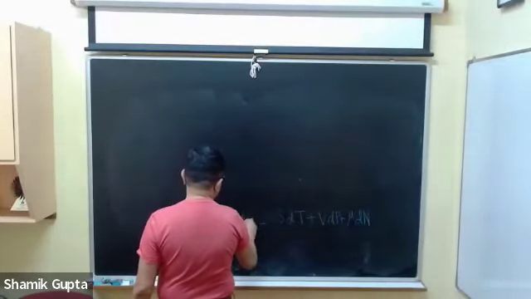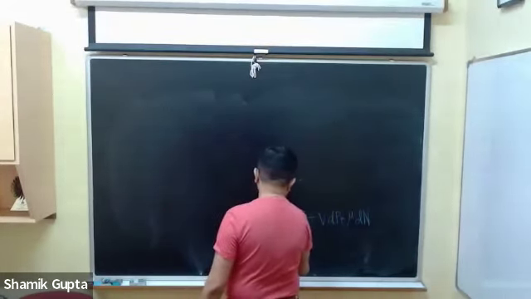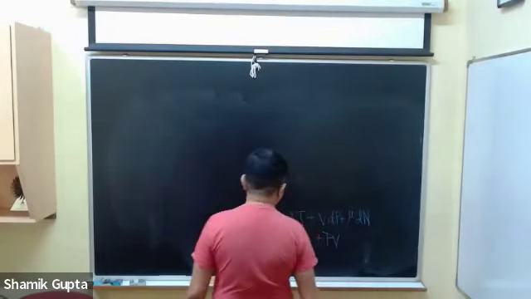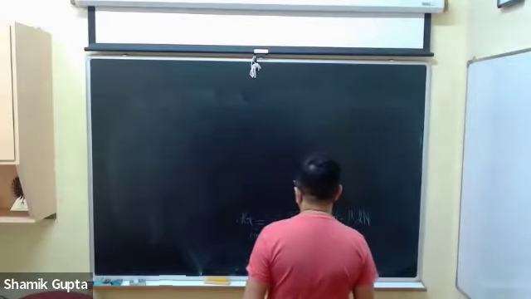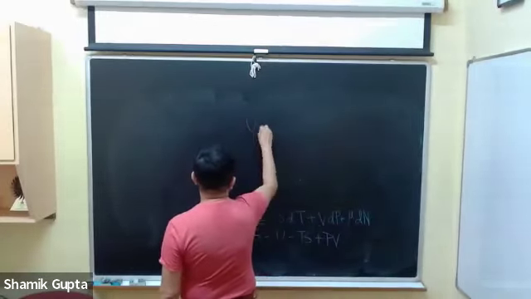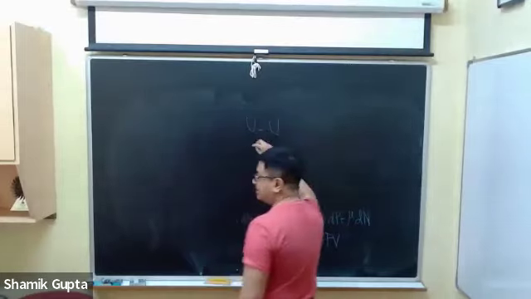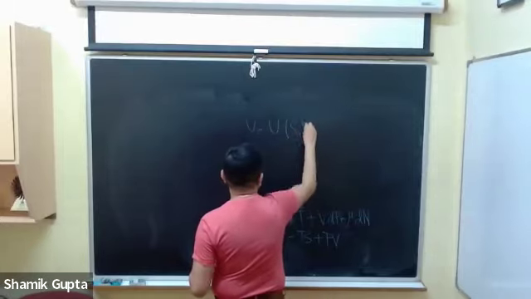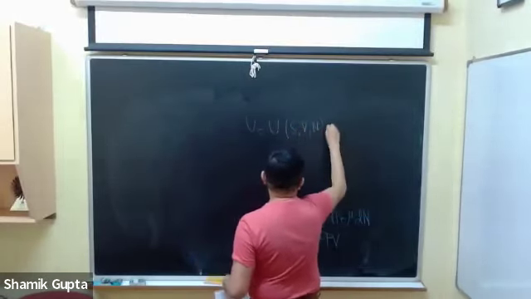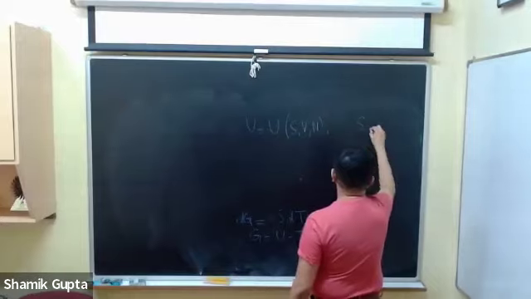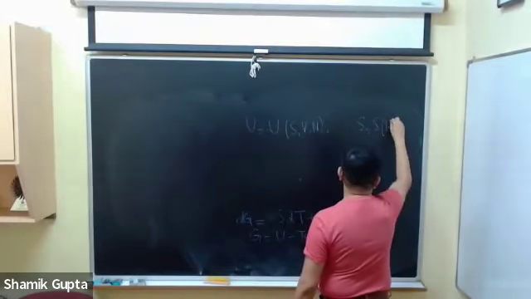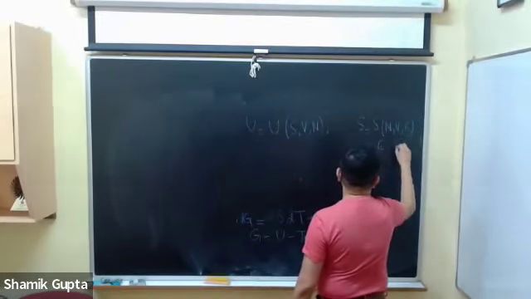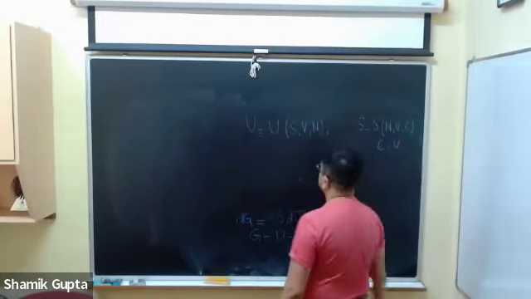This is my G, where G was U minus TS plus PV. Recall that in the microcanonical description, our free energy is a function of S and V and N. Why? Because in the microcanonical ensemble, entropy is a function of N, V and E. And within the microcanonical ensemble, E is equal to U, so inverting it, I get this.